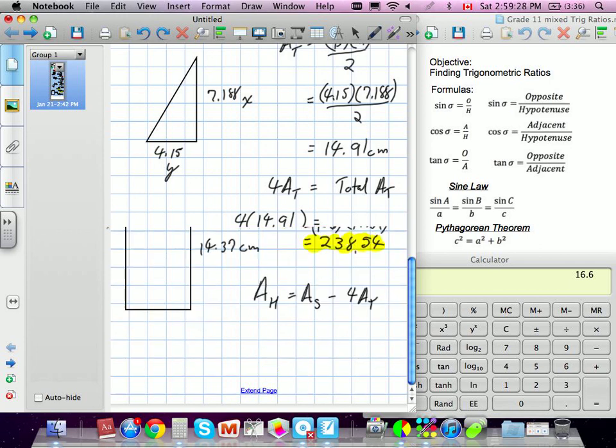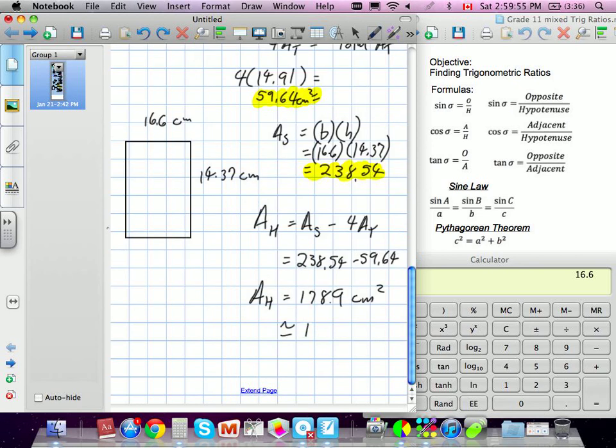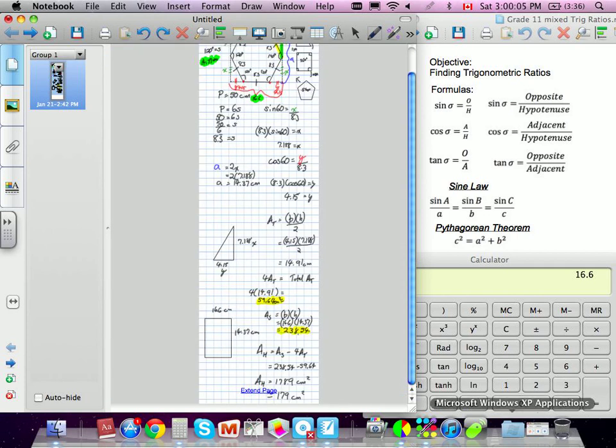I'm just trying to use symbols that we've used throughout this. So the area of the hexagon is 238.54 centimeters squared. Subtract 59.64. So the answer is going to be area of a hexagon, 178.9 centimeters squared. Let's go out on a limb. Let's say it is roughly 179 centimeters squared, the area of that hexagon. Okay? Does that make sense?